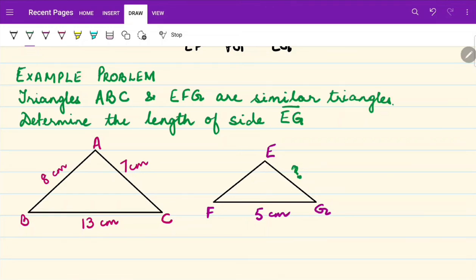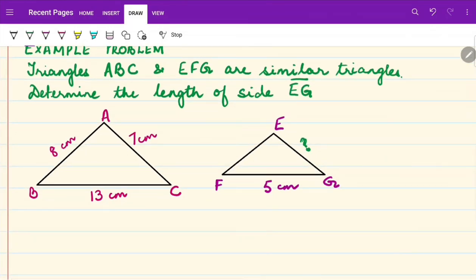So we are going to use the property of similar triangles, where we were told that the ratio of the corresponding sides of similar triangles will be equal to each other. So let's identify the sides that correspond in this picture. Side AB corresponds to side EF, side AC corresponds to side EG, and side BC corresponds to side FG, correct?